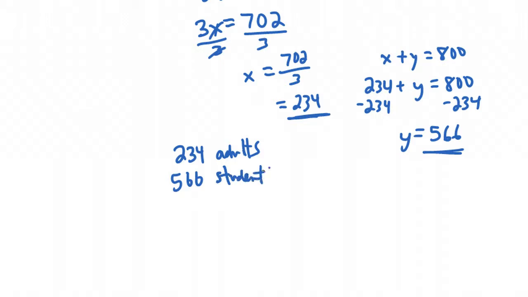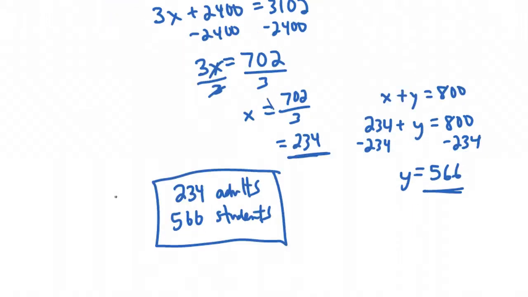Now, it's always good to check to see if that answer makes sense. Well, is that a total of 800? Yeah, add these up. That adds up to be 800. And also, if you know that the tickets for the adults are $6 per person, you could find out what 6 times 234 is.